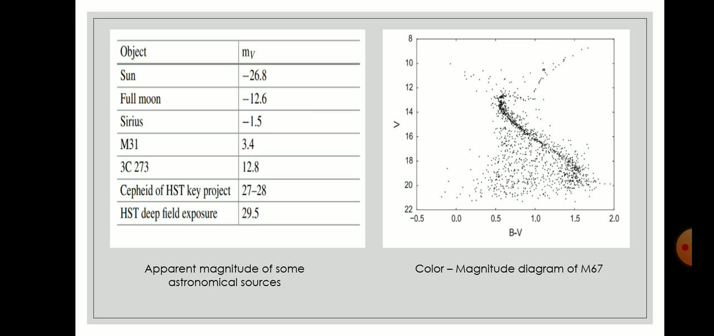B-V color corresponds to the blue filter, while V corresponds to the greenish filter. Very hot stars have negative B-V colors, and cool stars emit most of their light in the red part of the spectrum.